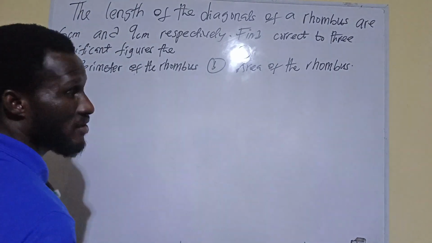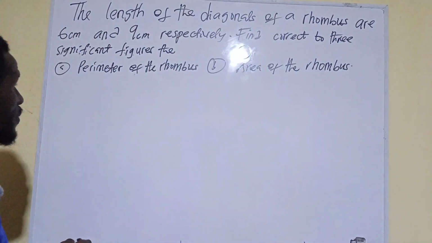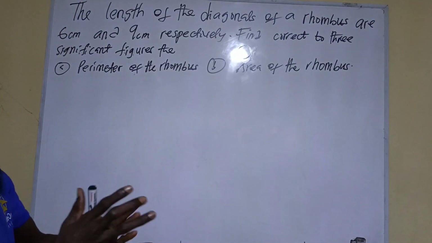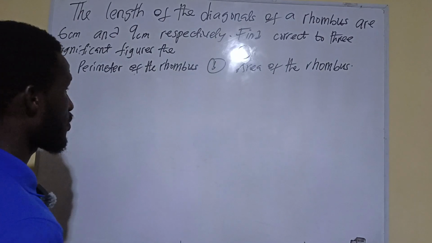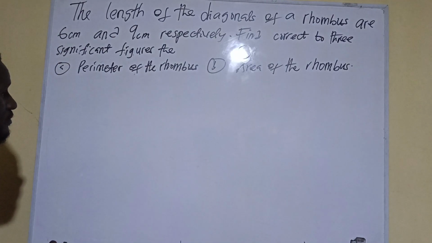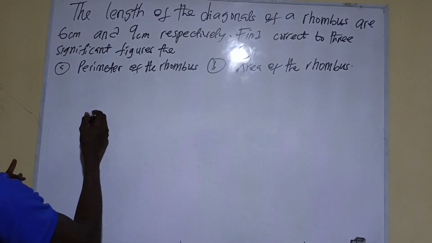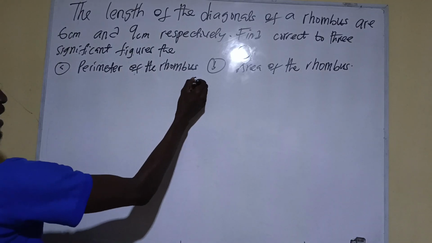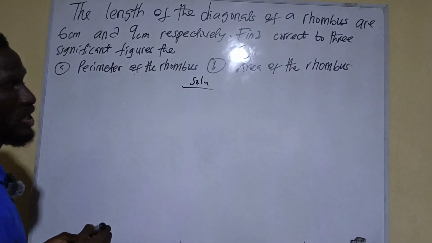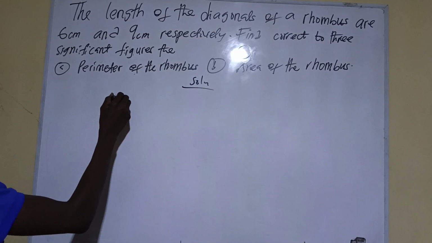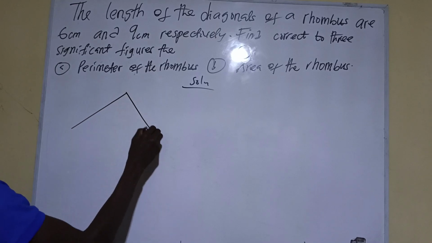So let's see how we can solve this one. We can find one of the sides, because before we can find the perimeter, we need one of the sides of the rhombus. So I want to solve for one, the perimeter. I need to solve for the side. Now let's say this one is my rhombus.